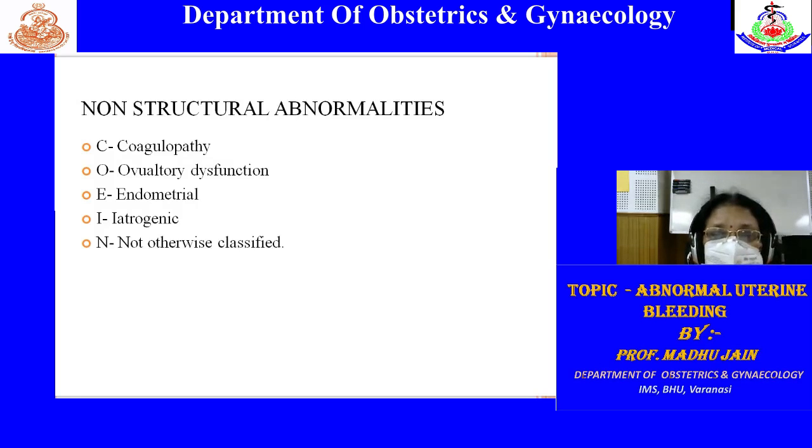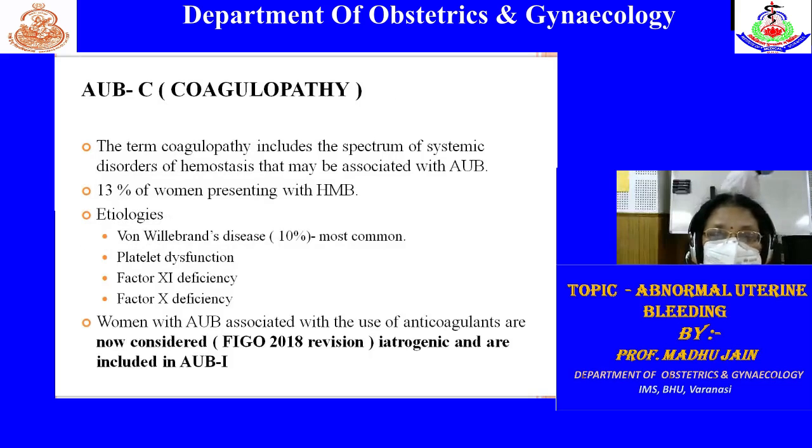Now coming to the non-structural abnormalities, that comes under the COEIN classification. COEIN means C for coagulopathy, O means ovulatory dysfunction, E means endometrial, I means iatrogenic, and N means not otherwise classified. Under coagulopathy, you can find all the bleeding disorders, and the most common bleeding disorder in the adolescent age group is von Willebrand disease, might be platelet dysfunction, platelet disorders, and some factor deficiencies like factor 10 and factor 11 deficiency.